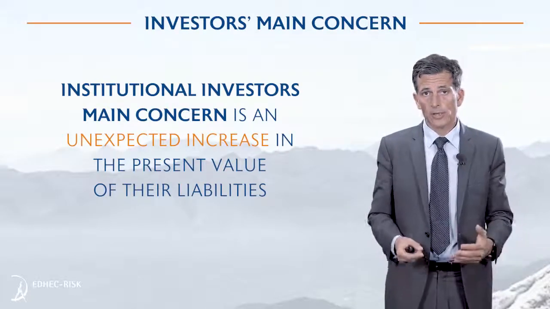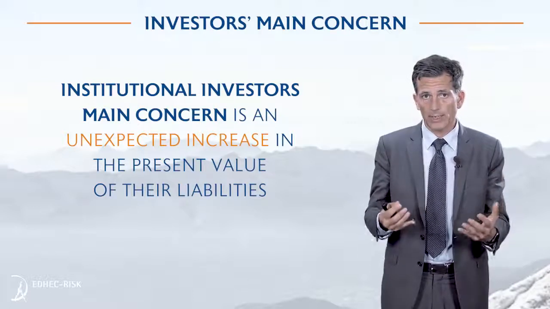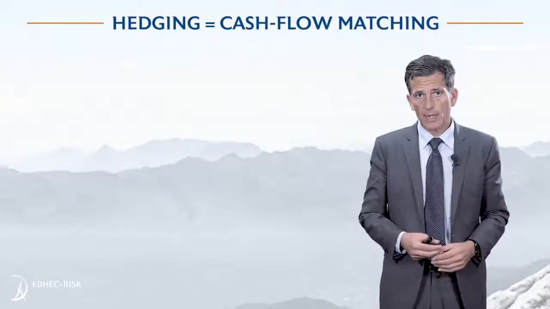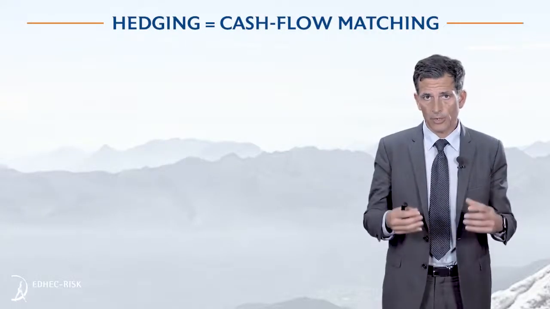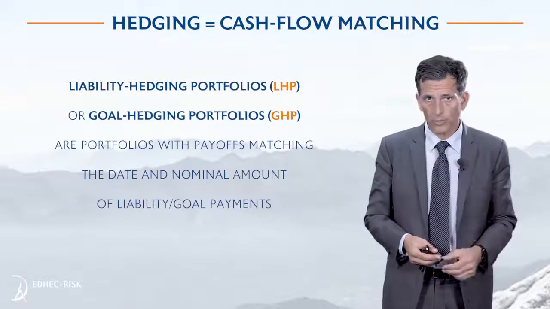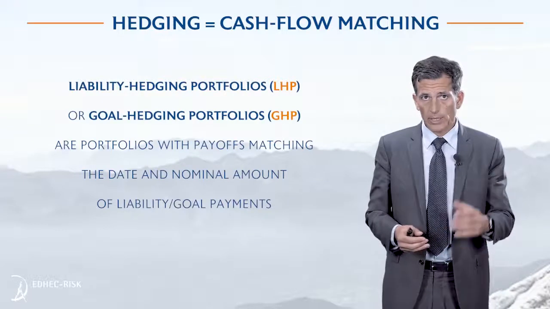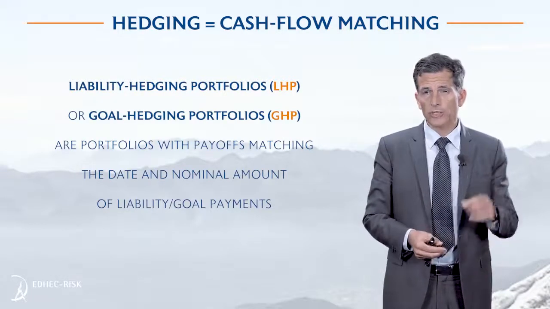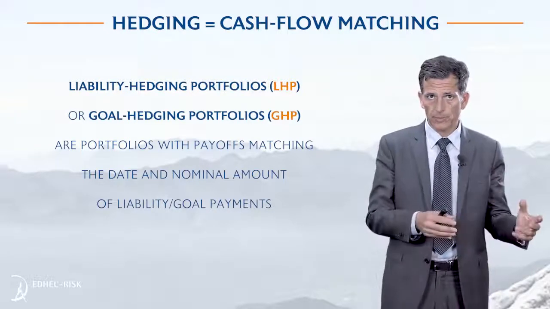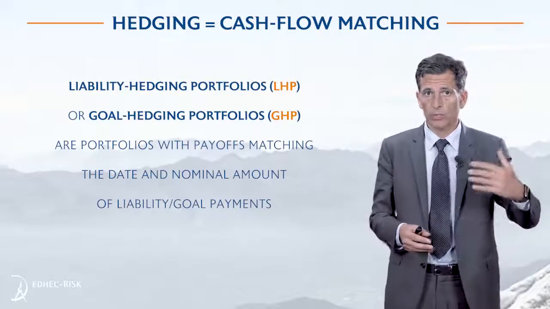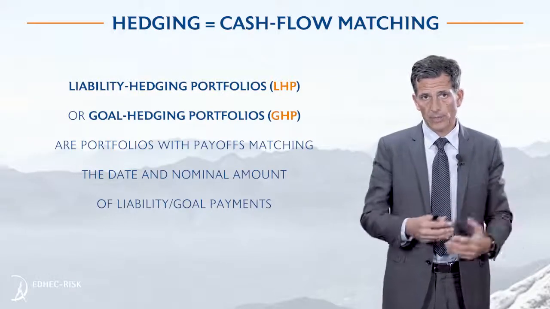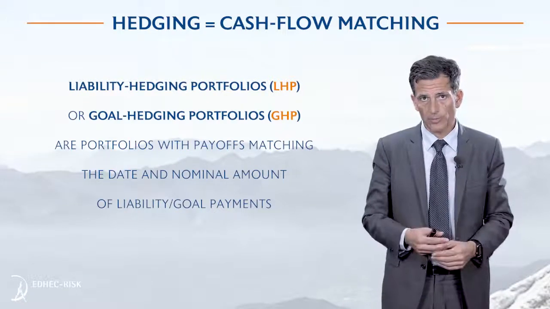So the question is, what can we do to immunize our portfolio with respect to this bad news? Well, this is exactly where liability hedging portfolios come in handy. A liability hedging portfolio, also known as LHP in short, is known in the individual investment context as a goal hedging portfolio or GHP. Remember, in individual money management, we don't talk about liabilities, we talk about goals. So the exact counterpart of a liability hedging portfolio is a goal hedging portfolio.